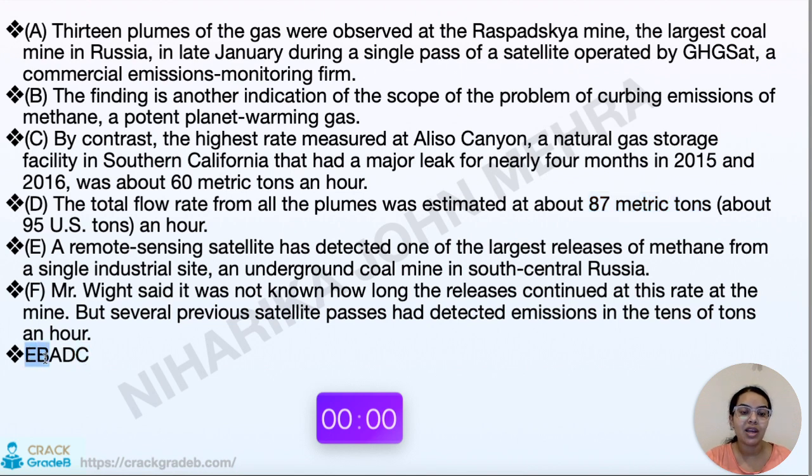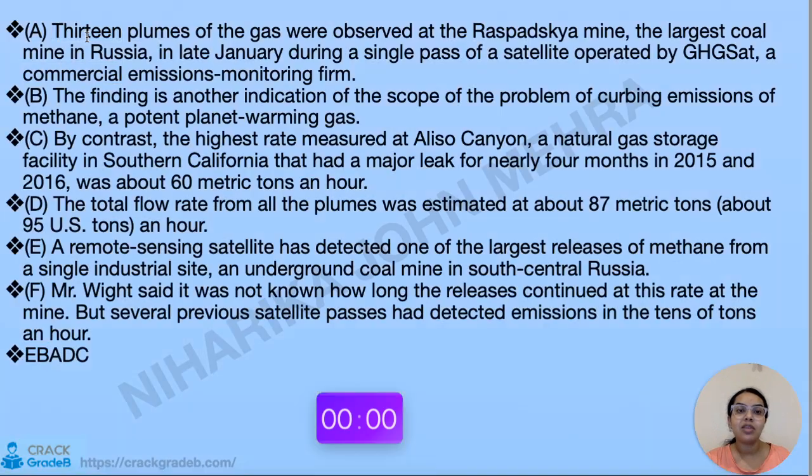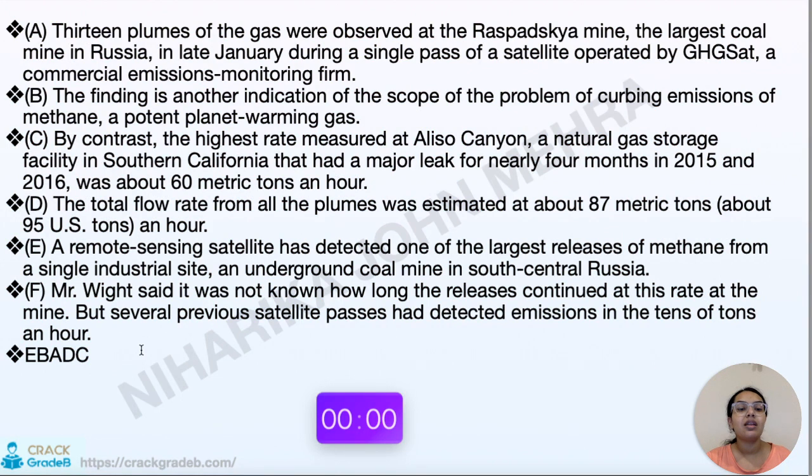You have E and B, another pair. A says 13 plumes of gas were observed. So this is still part of the finding. E and B are a pair; you cannot separate them, and A is still that piece of information that gives us the finding part. That's why I will not put A after D and C, but I'll put it before D and C. After talking about the finding altogether, then we will move on to more information in the form of numbers, and that's how you get EADC.